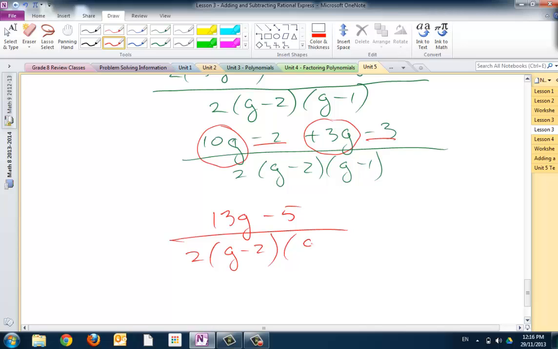Now I can look at this and say, is there any factoring I can do further here? The answer is no. Is there any simplifying I can do here? And again, the answer is no, so that would be my final answer.